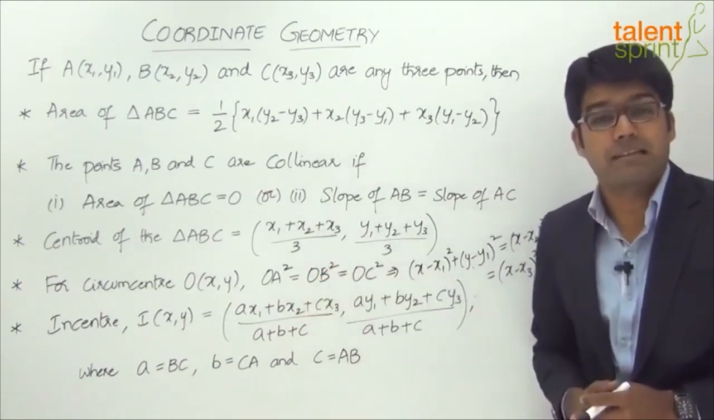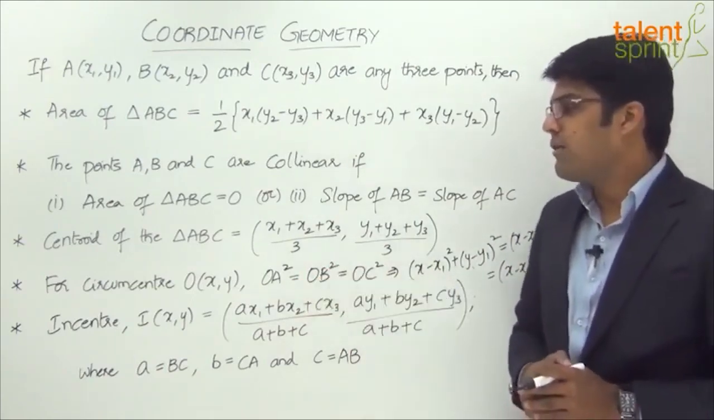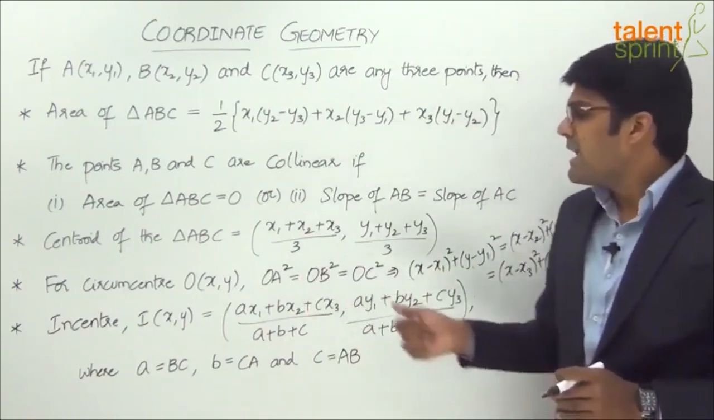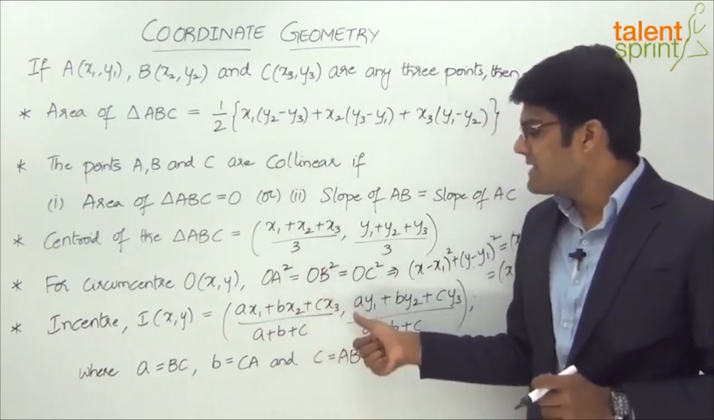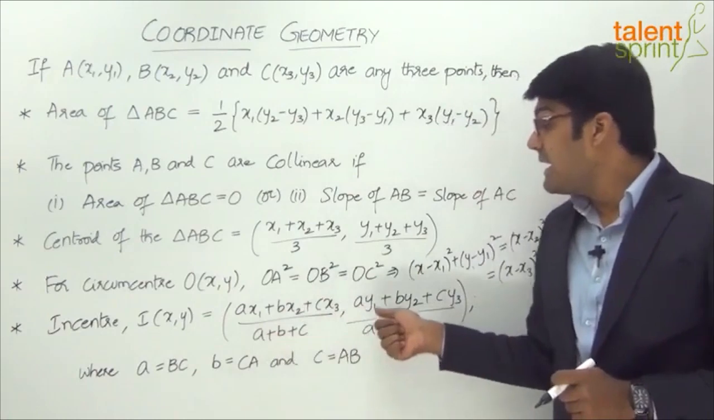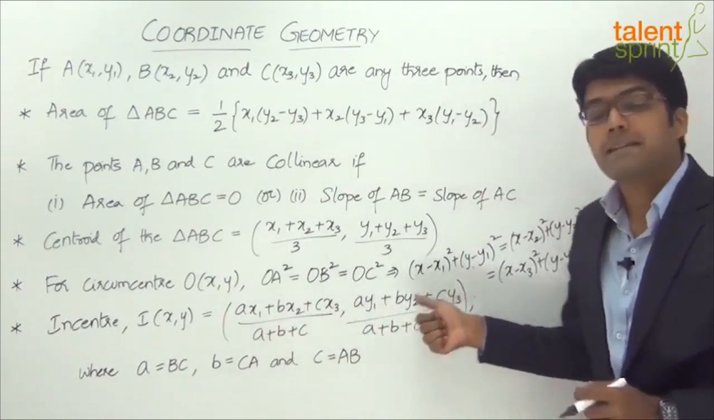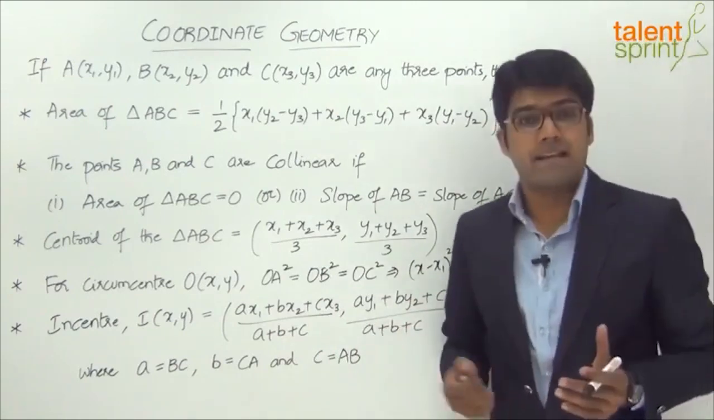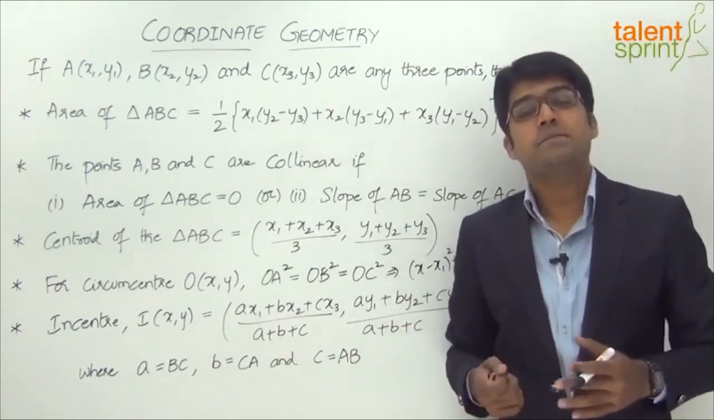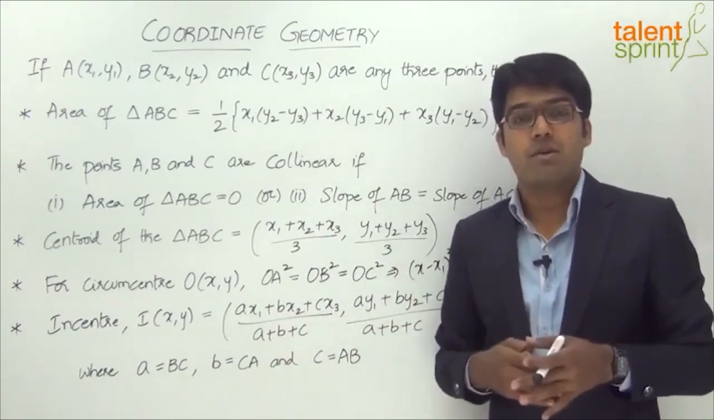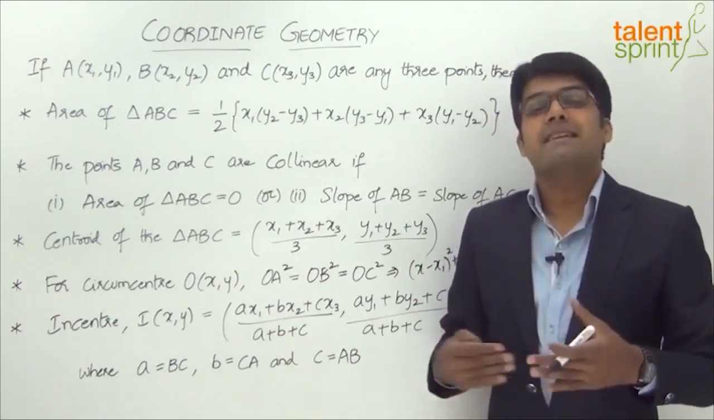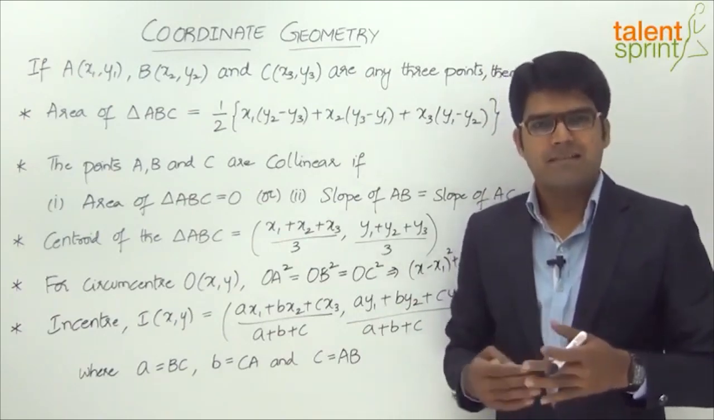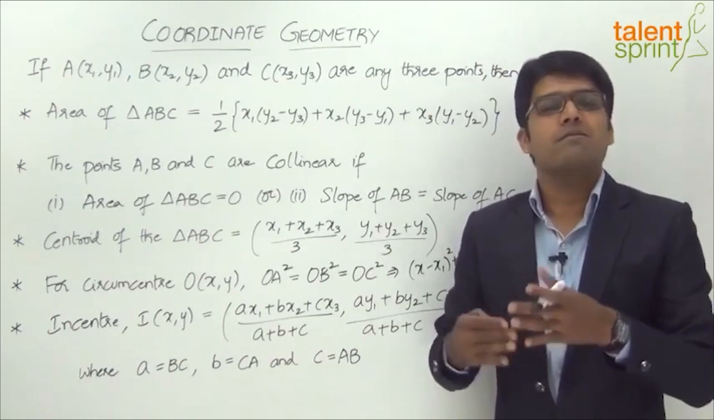And the last point here, the incenter, right? The incenter I of x comma y can be taken as ax1 plus bx2 plus cx3 by a plus b plus c, ay1 plus by2 plus cy3 by a plus b plus c. Now, let us first understand what an incenter is. I am sure all of you understand that the incenter is the point of intersection of the internal bisectors of the angles of the triangle. Right? It is the bisectors of the angles of the triangle.